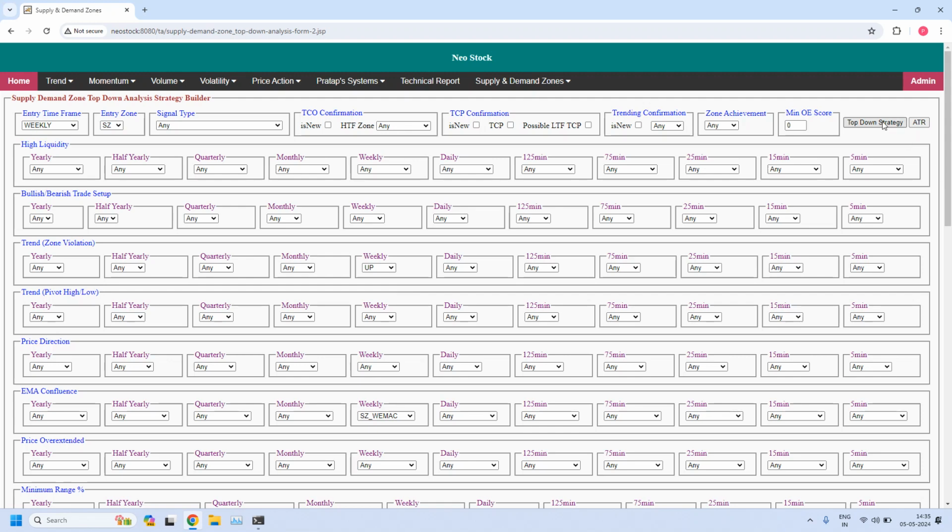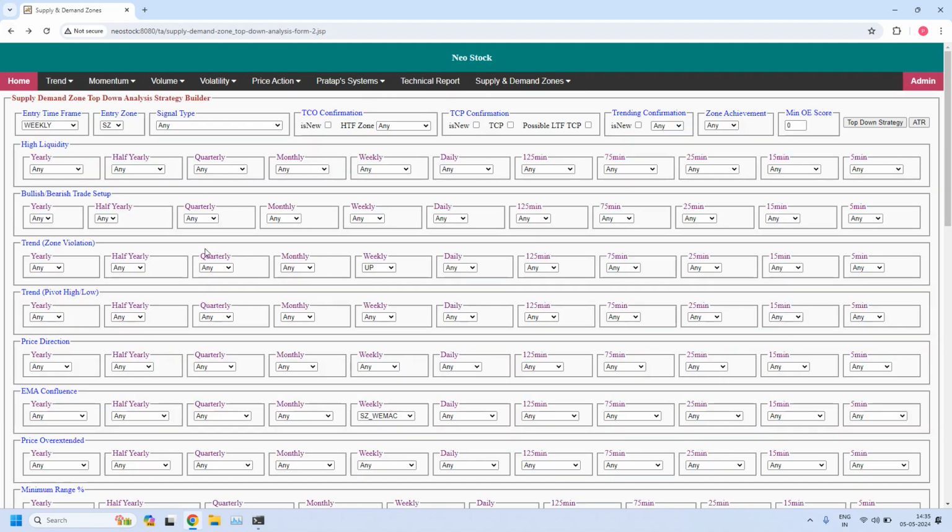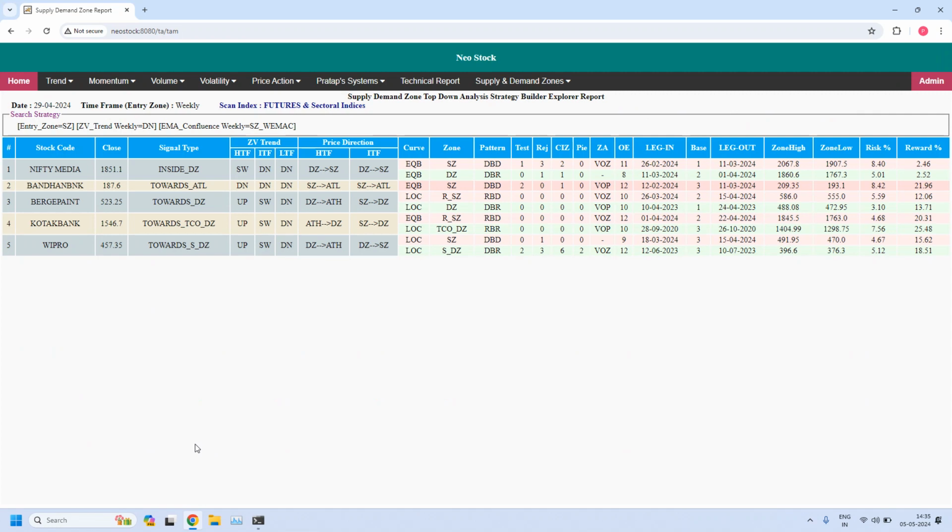So now I am filtering the stocks. 12 stocks are filtered. All these 12 stocks are having, something is wrong. I have selected the trend as uptrend. That is wrong. I have to select the trend as a downtrend. Sorry for the mistake. I'm changing the trend to downtrend. Zone violation trend is downtrend. Now let me filter. So only 5 stocks are filtered.